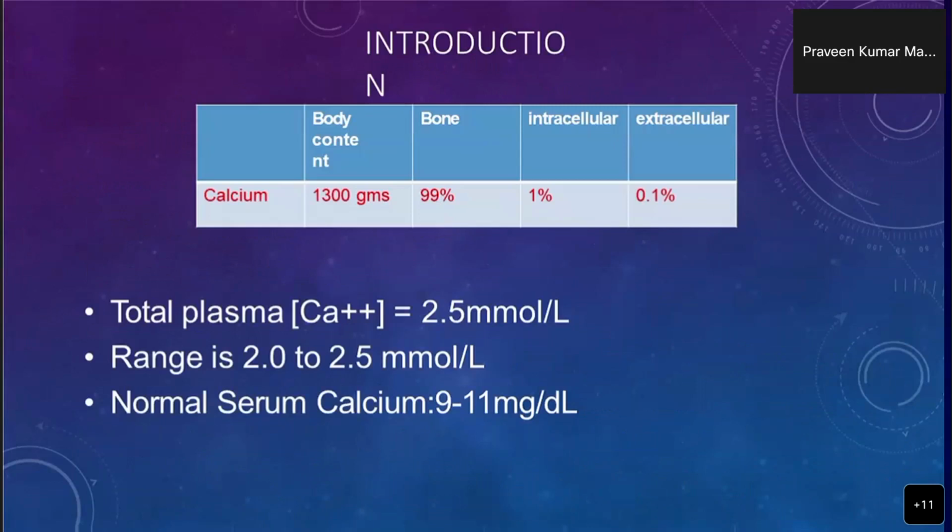With the introduction, the total body content of calcium is 1,300 grams. Of this, the bone contains about 99% of calcium. Intracellularly, 1% of calcium is present, and extracellularly 0.1%. The total plasma calcium is about 2.5 millimoles per liter, and the normal serum calcium level is 9 to 11 milligrams per deciliter.